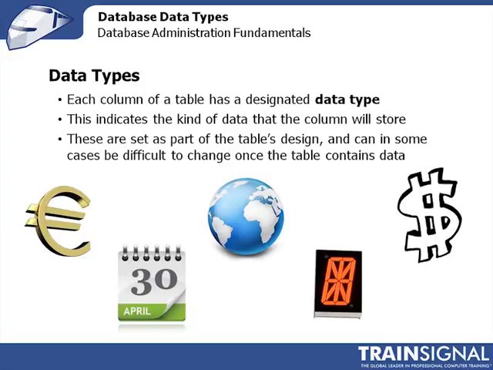Each column in a database table, whether it's a customer name or an order total or a date, doesn't matter, has a designated data type that you select when you design the table. This data type indicates the type of data that the column will store. These are set when you create the table's design or schema. In some cases, they can be a little bit difficult to change once the table actually contains data. So this is something that has to be thought out ahead of time, well in advance, so that you can get the right data type for whatever type of data it is you plan to store.